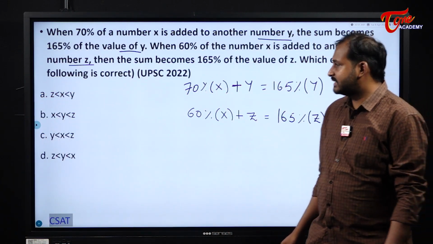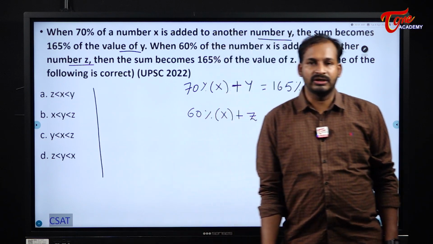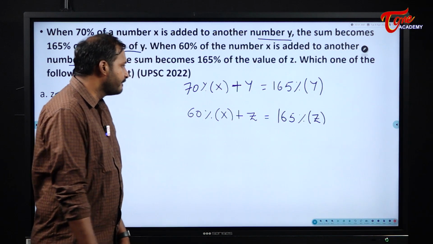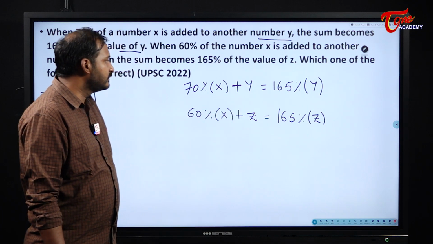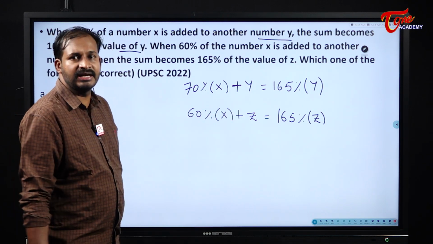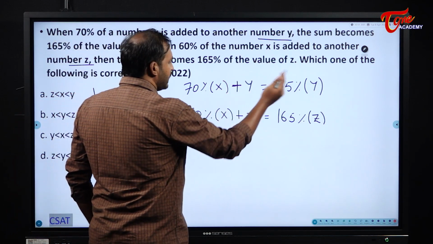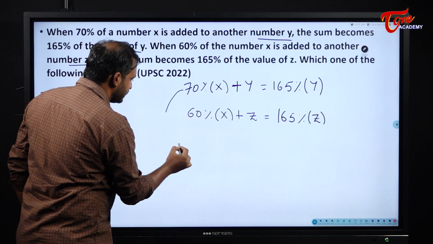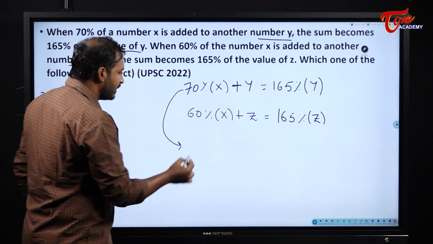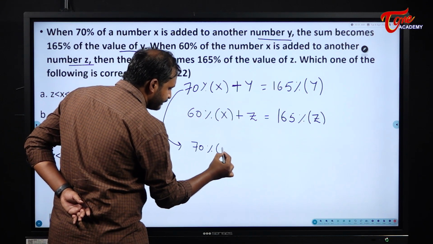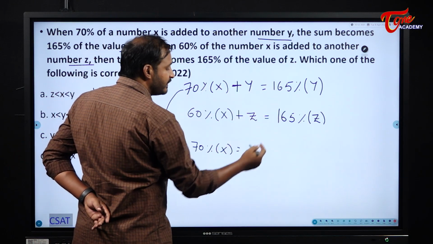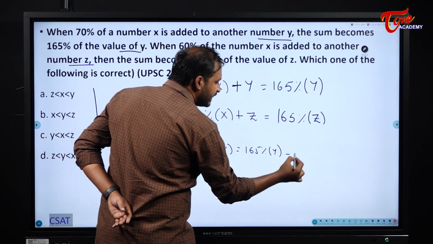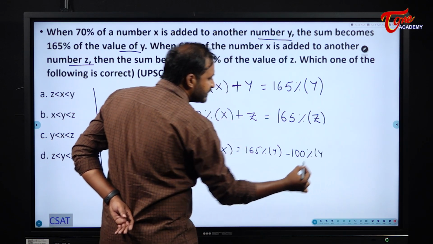That is the question. See here students, what we need to find? Who is the biggest among these three, or who is the smallest among these three? Now please observe here. From this equation, can I tell whether the y value is bigger or the x value is bigger? Let us compare. I will send y to the other side: 70% of x is equal to 165% of y minus y. Can I write y as 100% of y? Yes, both are the same.